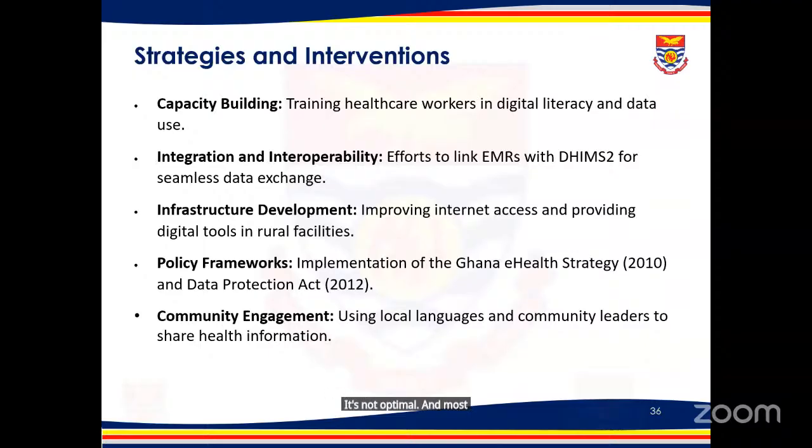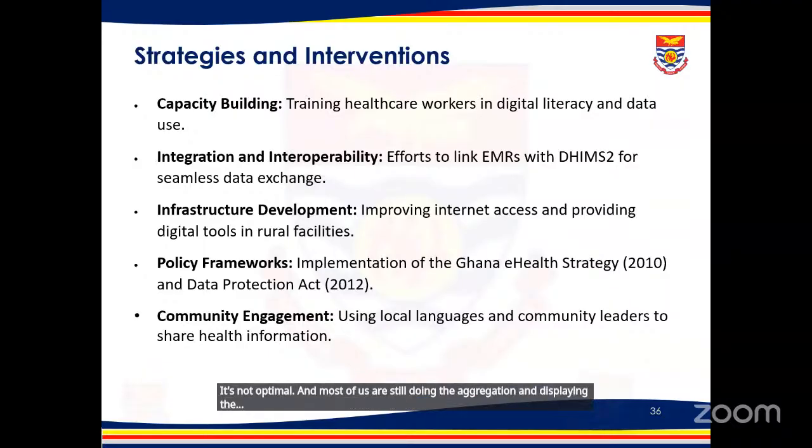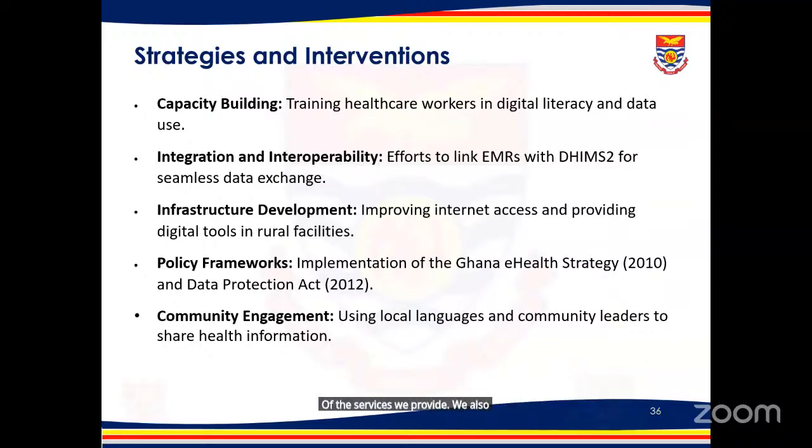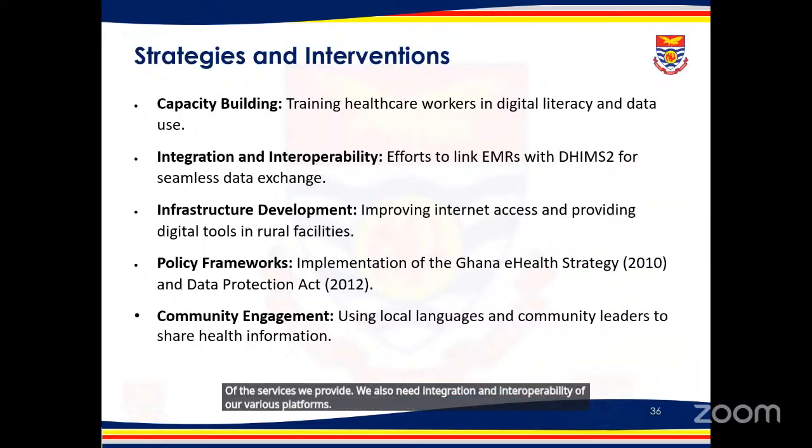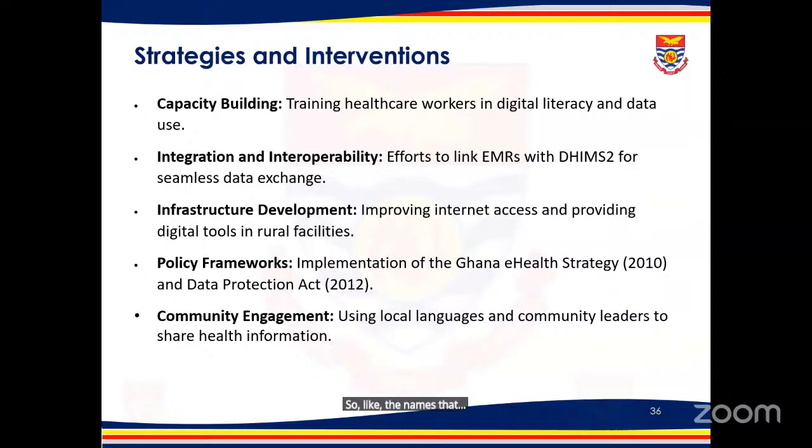Most of us are still doing the aggregation and displaying the descriptive outcomes of the services we provide. We also need integration and interoperability of our various platforms. So like the LIMS that is currently operating at the facility level, we need to integrate this system with the DHIMS so that data from the EMR systems like the LIMS can move straight into the DHIMS too.